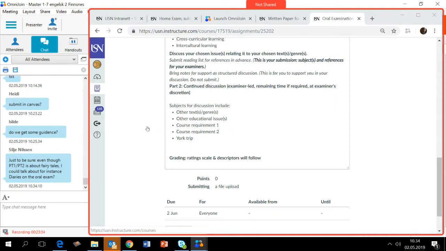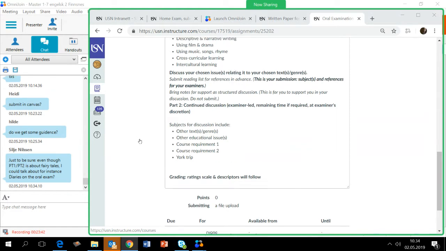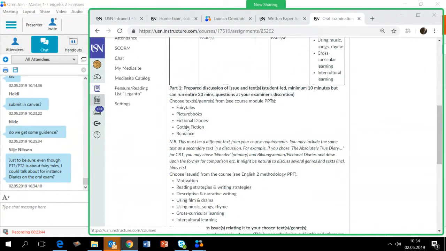Yes. You can choose what you want to, Celia. Choose what you want. In terms of choice for the exam, choose what you want to do.